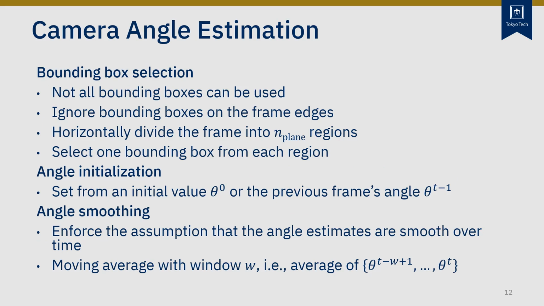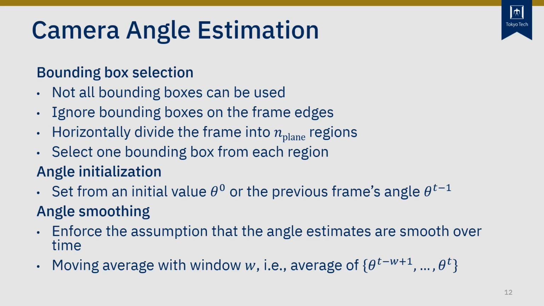Now for other details of CAMOT. For bounding box selection, we ignore bounding boxes on the frame edges, as this may harm the estimation process. Afterwards, to ensure that the bounding boxes have a balanced distribution, we horizontally divide the frame into several regions, then select one bounding box from each region.